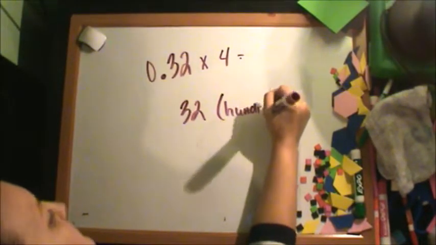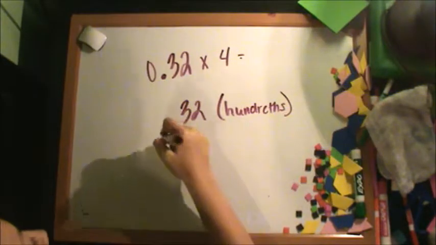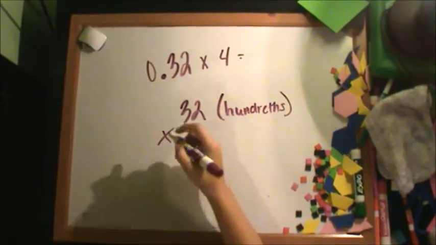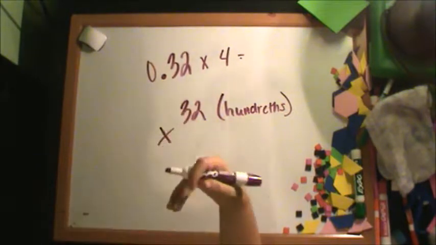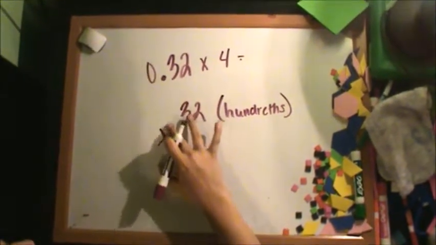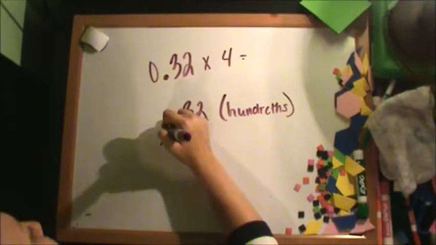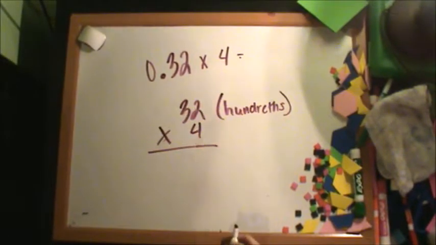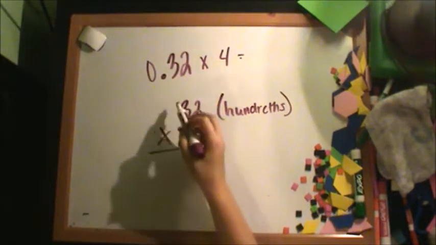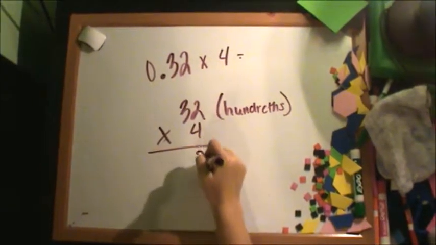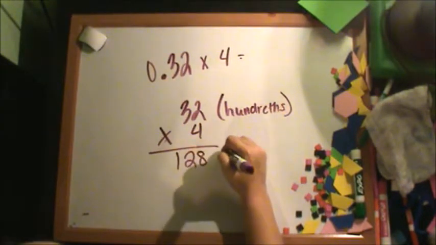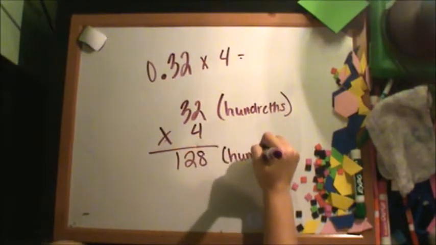hundredths. This is the way I like to think about it, because counting the decimals doesn't make much sense to me conceptually. I know why it works, but it just doesn't click for me. Okay, so now I'm going to put times 4 here, and now I'm going to multiply like normal. So I know this is 8 and 12. So now I have 128 hundredths.